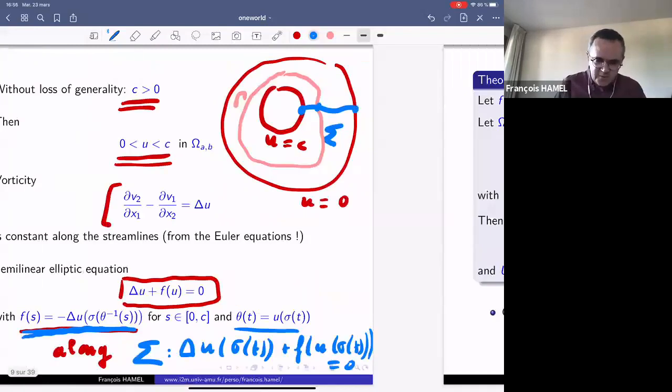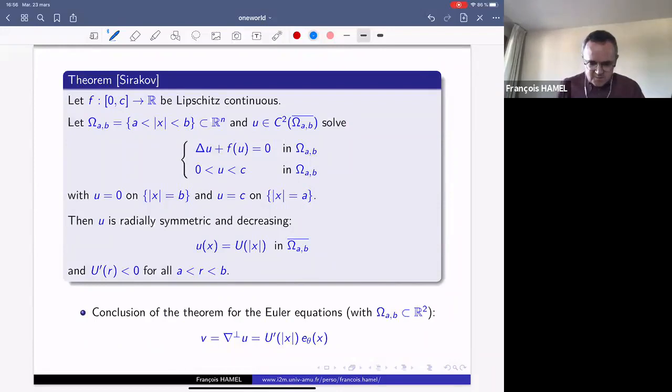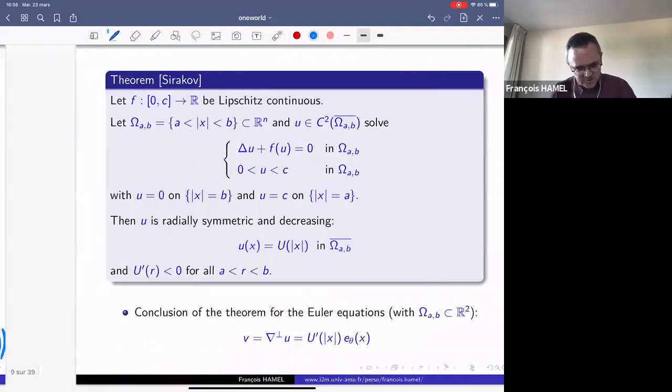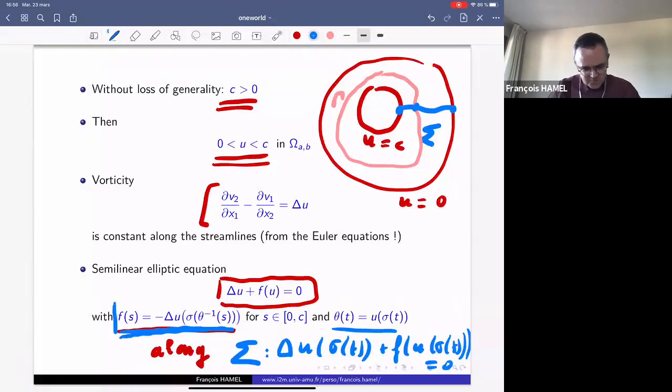use a theorem of Berestycki-Caffarelli-Nirenberg, or Boyan-Sirakoff. I forgot to mention that the function f, which is defined here, is actually of class C1 in the range of u. Remember that the flow V was assumed to be of class C2, and therefore the vorticity is of class C1. So u is of class C3, the vorticity of class C1, and therefore the function f by the chain rule is of class C1. And this plays a role.